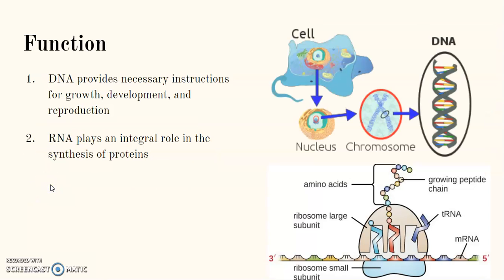Moving on to function, DNA is often said to be a blueprint, and rightfully so, because DNA provides key information and conducts growth, development, and reproduction. RNA, on the other hand, plays an integral role in the synthesis of protein. RNA begins protein synthesis by first getting instructions from DNA, where mRNA is synthesized in the process of transcription. The mRNA is then ready to direct the synthesis of protein through the process of translation.